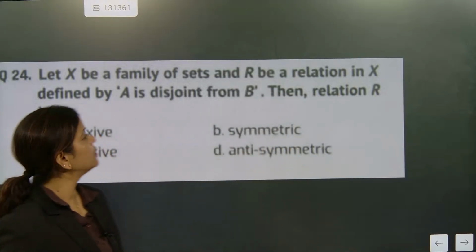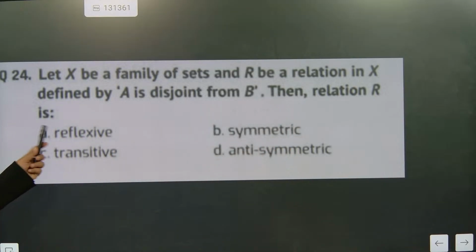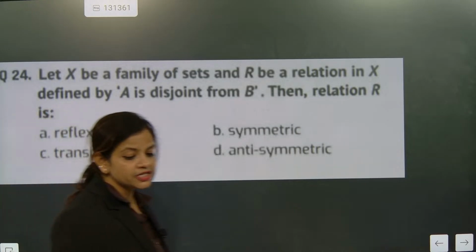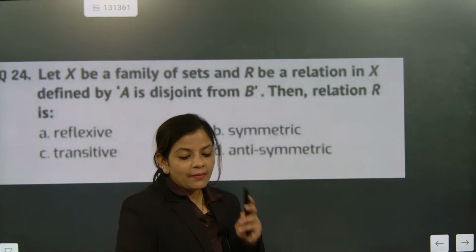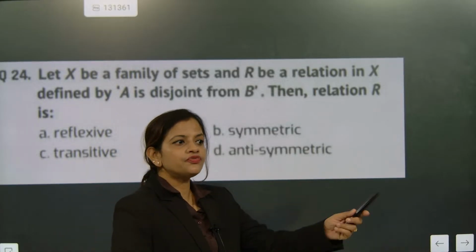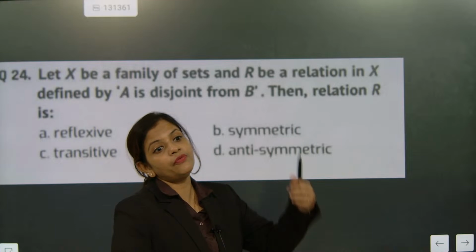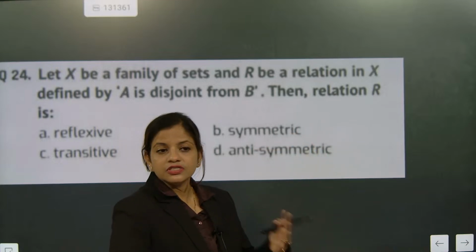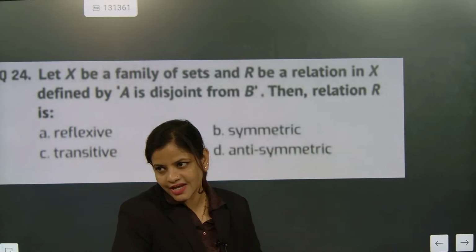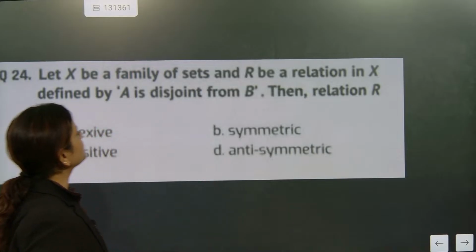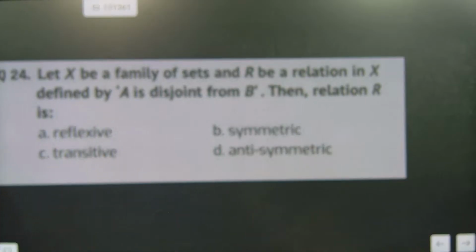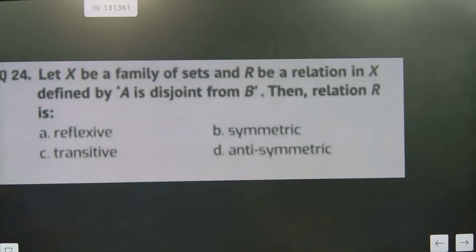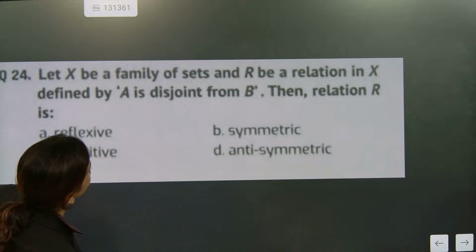Tell. X is a family of sets. Family of sets. Sets means what? Can you imagine a family of sets is there? It means different types of sets are there. X can be a bigger set because it is taking all the sets inside it. Correct? All the elements. R is a relation in X defined by A is disjoint from B.